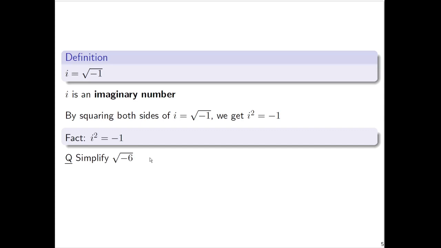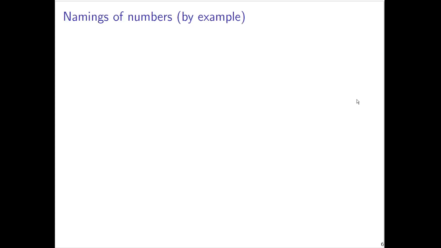So to simplify root -6, we'll just show a lot of steps here. In the future, you could just skip to the end of this. But root -6 is root -1 times 6. That's just a way to replace -6 inside the radical. Then we split this up using one of the radical rules. So we have root -1 times root 6. And the root -1, by the definition, turns into an i. So we end up with i root 6. So in other words, a negative sign inside the radical turns into an i outside the radical.